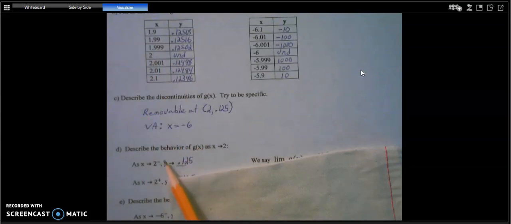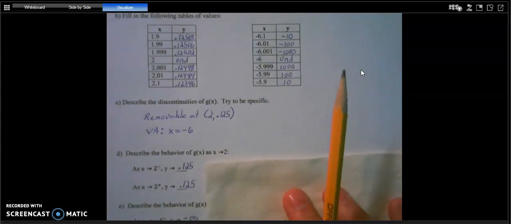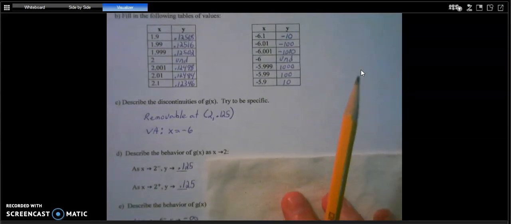This notation, that little negative sign, notice it's not in front of the 2 to say -2. A lot of students make that mistake. That little negative and this little positive aren't telling you the sign of the number. It's telling you which direction you're approaching the value from. So here we're approaching 2 from the left side, and in here we're approaching 2 from the right side. And both of those are approaching 0.125 for the y value.